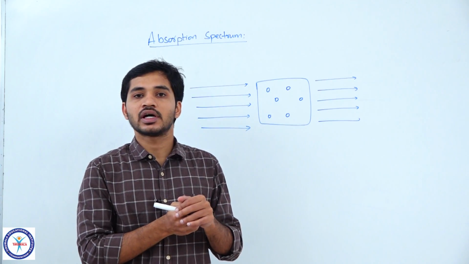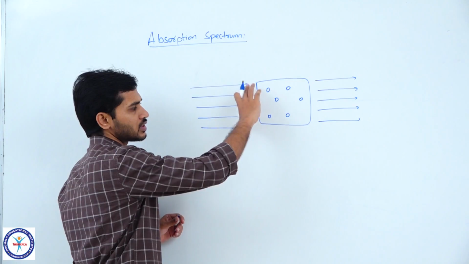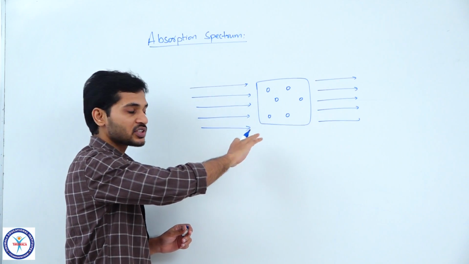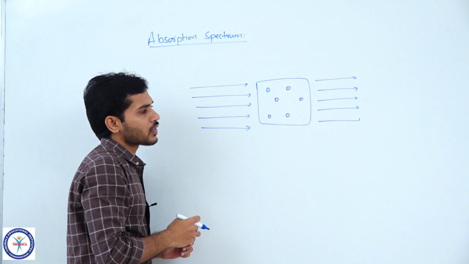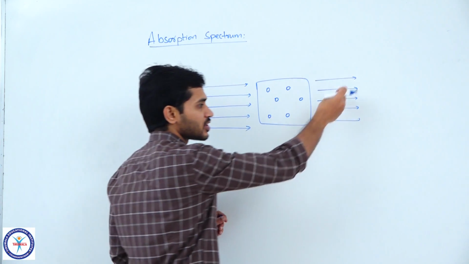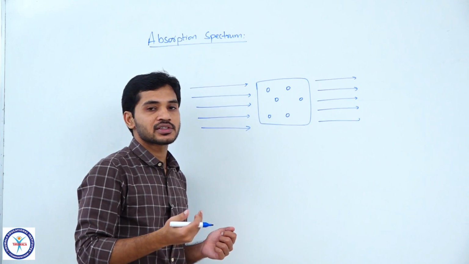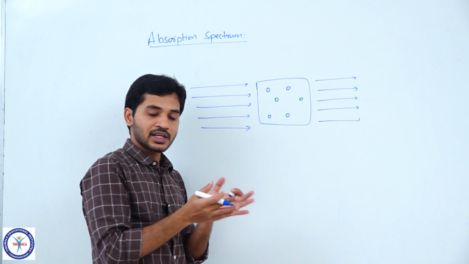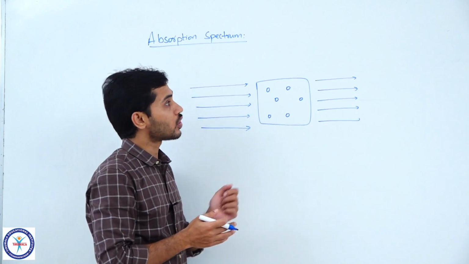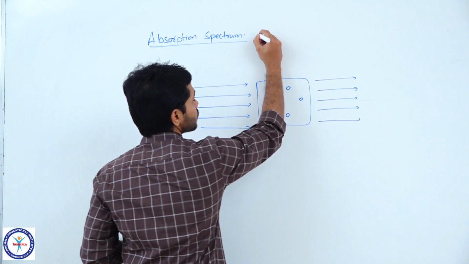So, it can only absorb specific wavelengths, and that is the reason that out of the multiple wavelengths of light incident on this gas, only a few wavelengths will be missing on the other side. The collection of all those missing wavelengths, which were actually absorbed by the gas, is what we call the absorption spectrum. So, that is the basic idea. Let me write it down.